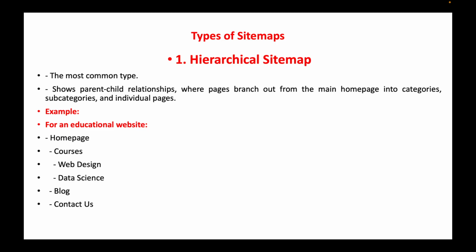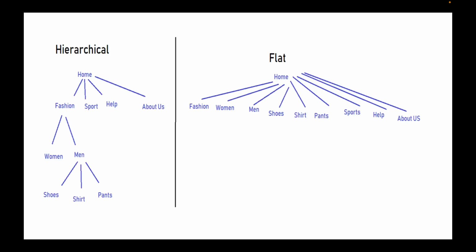First one, hierarchical sitemap. Example, educational websites. Home page, courses, web design, data science, blog, contact us. It is an example of a hierarchical sitemap. See, in hierarchical, we have home page, fashion, sport, help, about us, women, men, shoes, shirts, pants. So different varieties of content are arranged in a hierarchical sitemap.